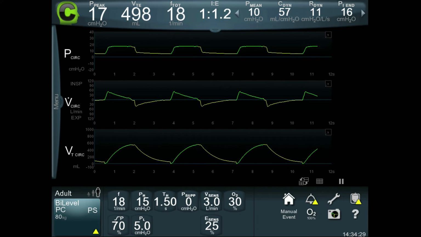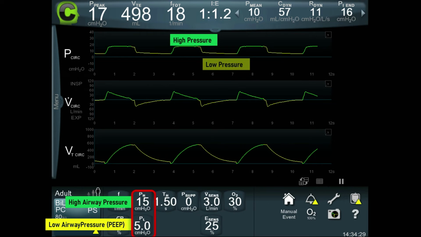Now let's take a closer look at the screen of a patient who is on bilevel. In the red box here, you can see that we have the basic settings, which are the high airway pressure level and the low airway pressure level. And on the screen there, that's the high pressure, and this is the low pressure. And they're the equivalent of the pressure limit and the PEEP.